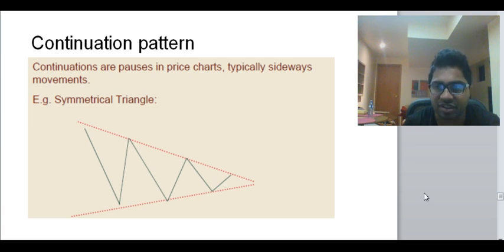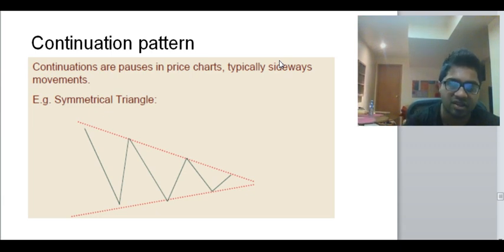Next is the continuation pattern. Now symmetric triangle is a continuation pattern. It means that the stock was, let's say, moving in an uptrend, it consolidated in a triangle, and it broke the triangle and went up. When a triangle is formed like this, it is generally considered that the trend is continuing. The trend still has steam in it, so it is going to run further.